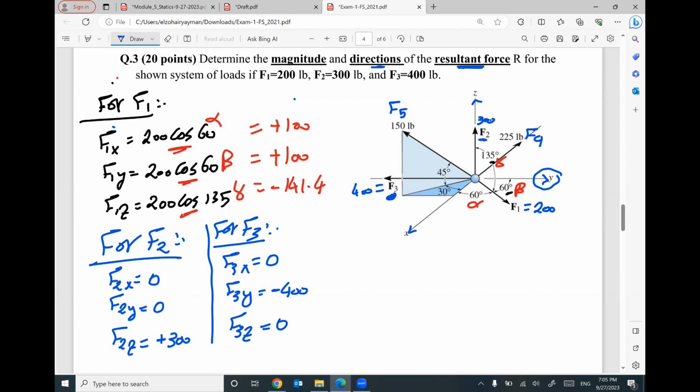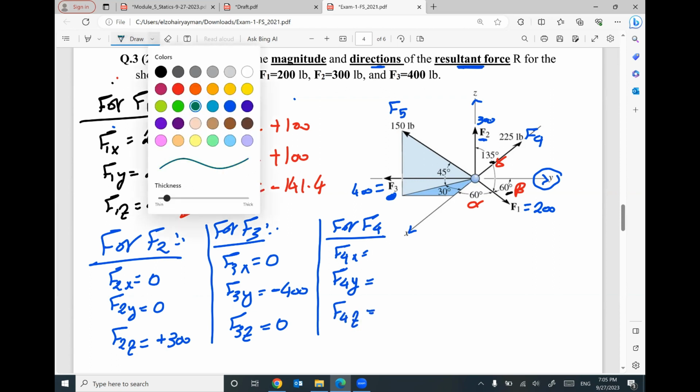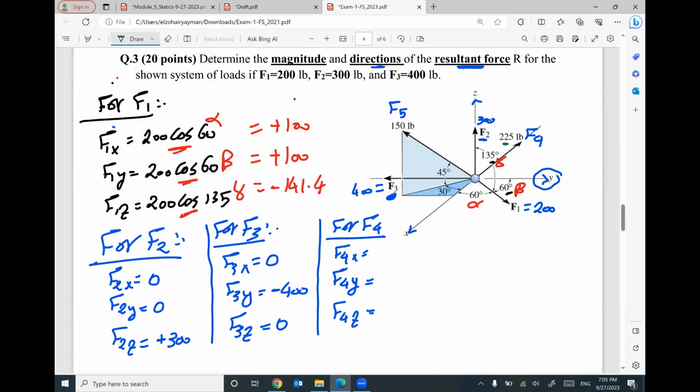What about F4? F4X, F4Y, F4Z. F4 is given with 225 in the negative direction for X. So it will be negative 225, the x component. We don't have a y component. We don't have a z component. So far, so good.